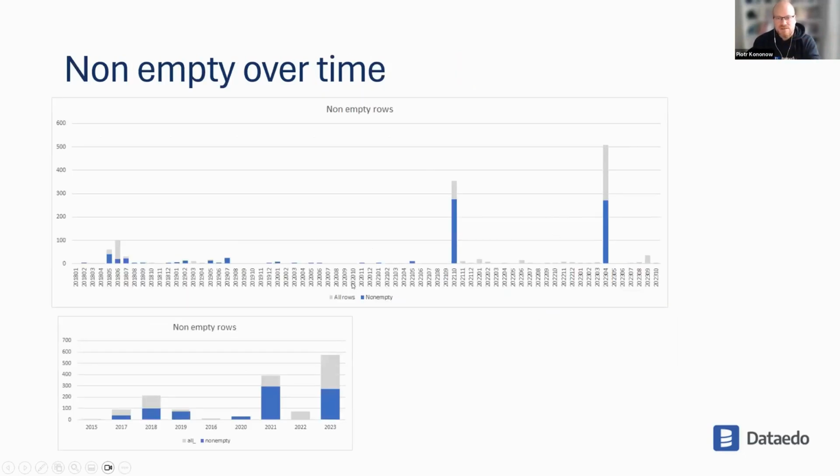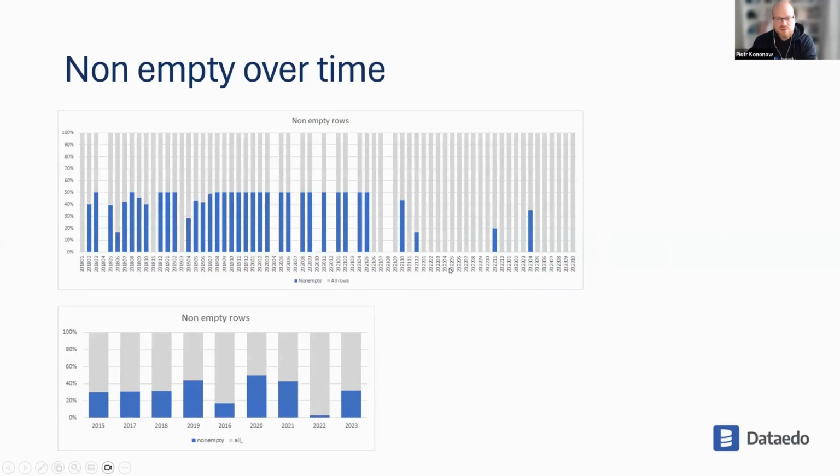Something more advanced, we could break down the whole column into a chart like that, months or years, so you can see that this column was pretty much used all the time, except just for half of the rows, more or less. And this is the same, but for percentages, so you can see more clearly.